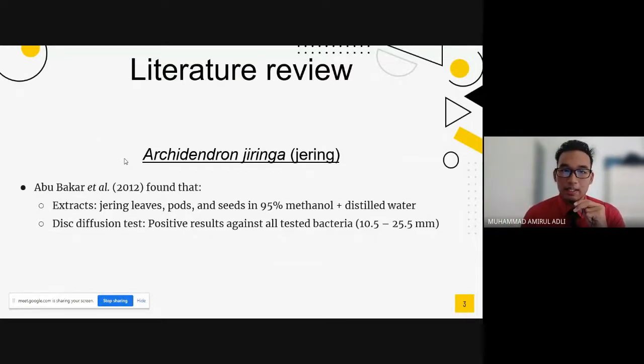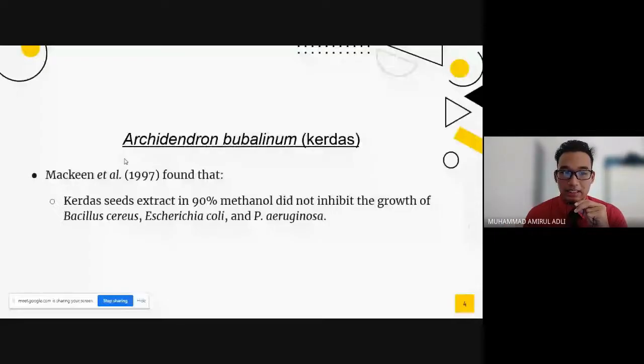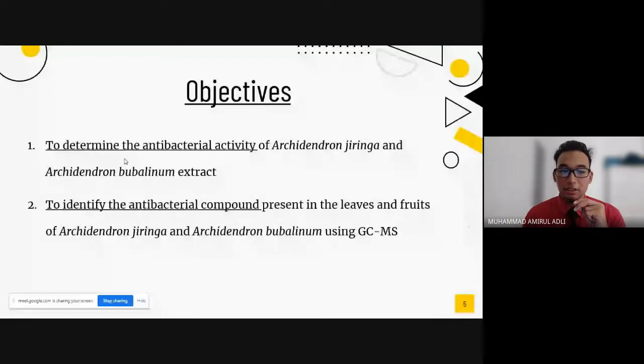And for kerdas, there was only one study on the antibacterial effects of kerdas, conducted by McKean et al., which showed that the kerdas seed extract did not inhibit the growth of Bacillus cereus, Escherichia coli, and Pseudomonas aeruginosa. The objectives of this study are to determine the antibacterial activity and also to identify the antibacterial compounds present in the leaves and fruits of Archidendron jeringa and Archidendron bubalinum.